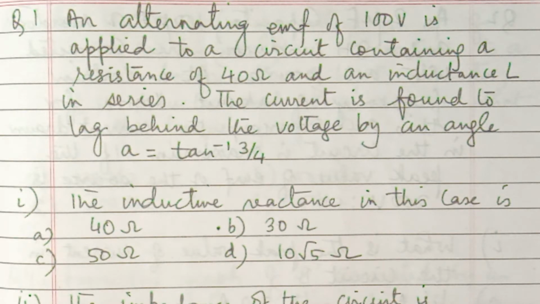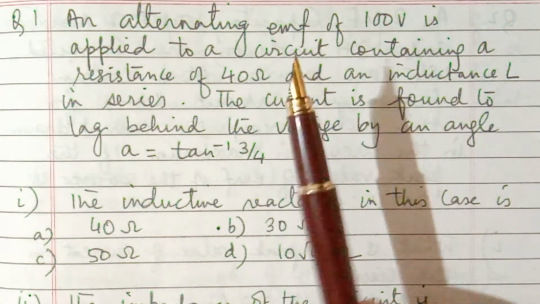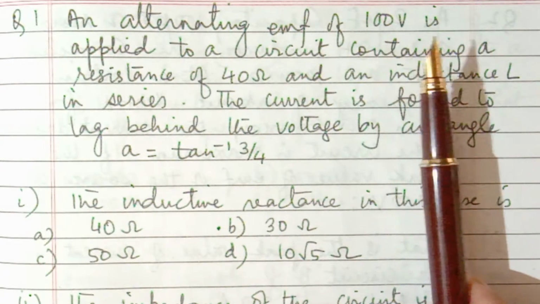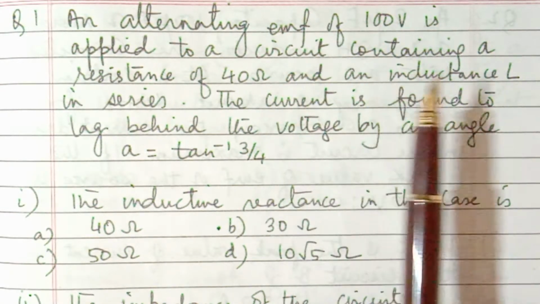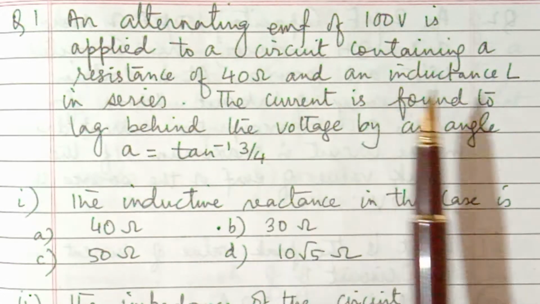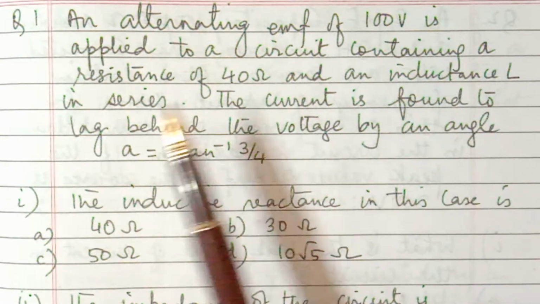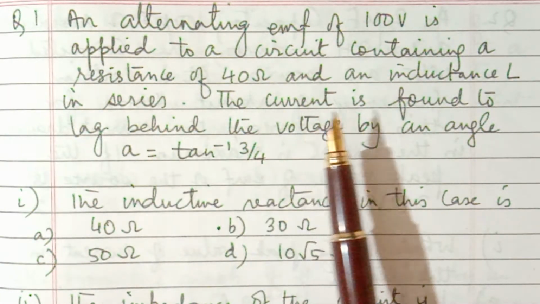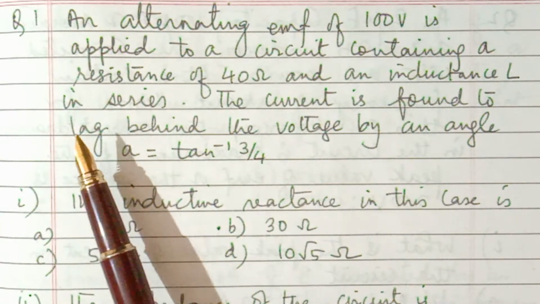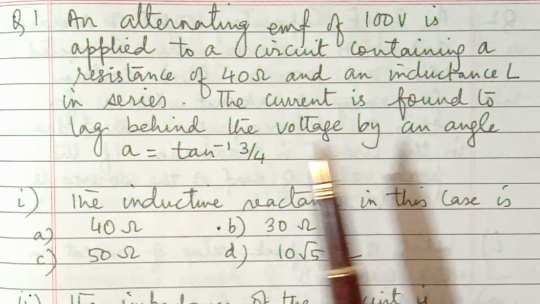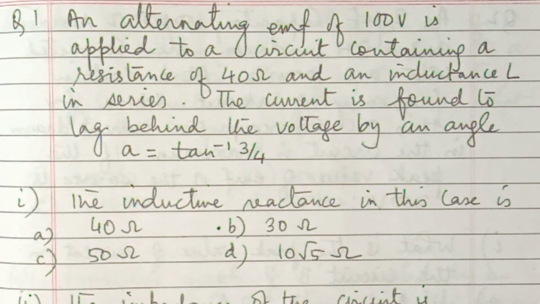So let us start. The first question is like this: an alternating EMF of 100 volt is applied to a circuit containing a resistance of 40 ohm and inductance L in series. The current is found to lag behind the voltage by an angle A equals tan inverse 3 by 4. Then the first question is, the inductive reactance in this case is 40 ohm, 30 ohm, 50 ohm, or 10 root 5 ohm.